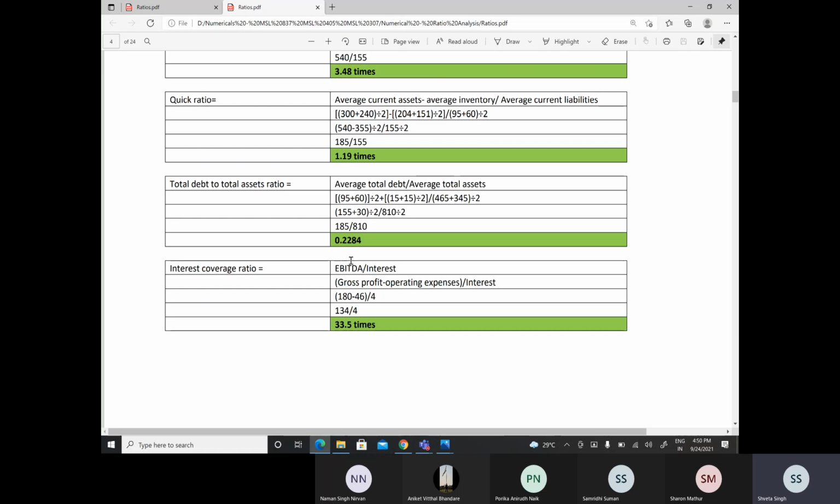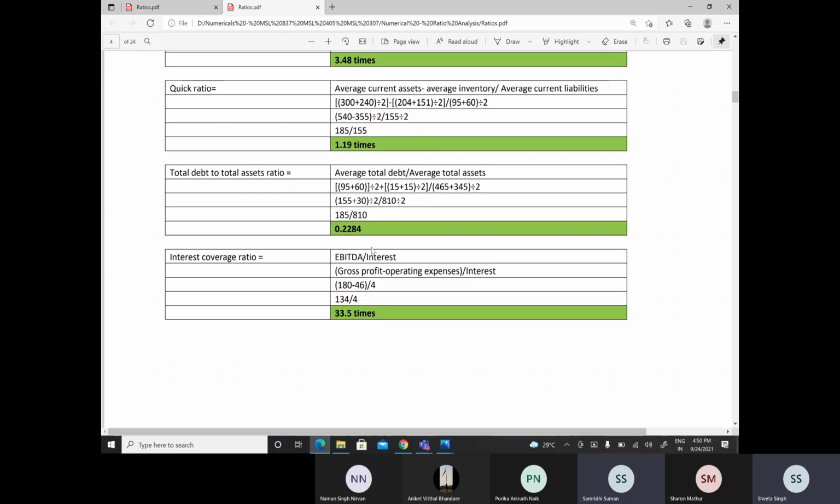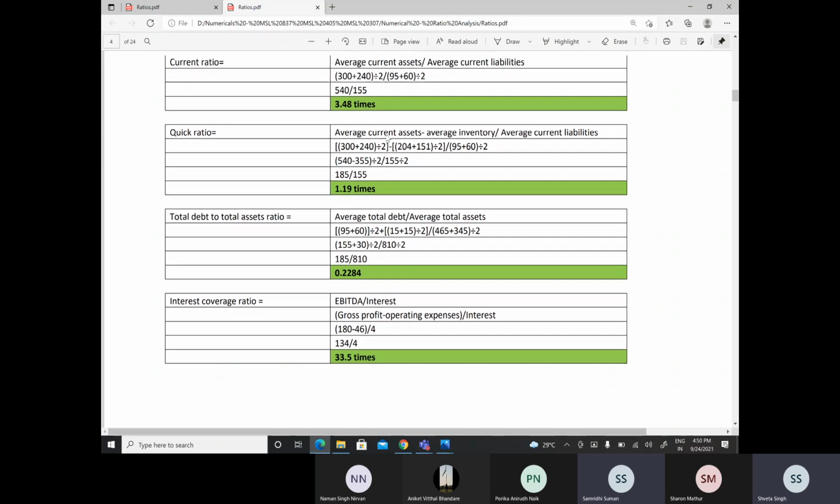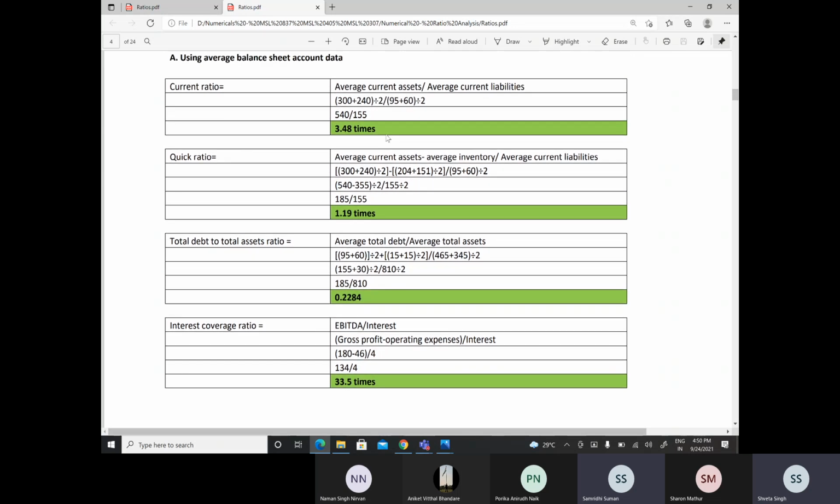Is this Samriddhi? Ma'am? Samriddhi, is this correct? This 810 divided by 2, it shouldn't be 810 here again. Just run a calculation of this. Yes, 0.2284. Yes, ma'am. I will run it again. Okay, just check that. We may have to correct this figure. Yes, ma'am. And the same goes for the quick ratio also, the divided by 2 part. Yes, ma'am. Okay.